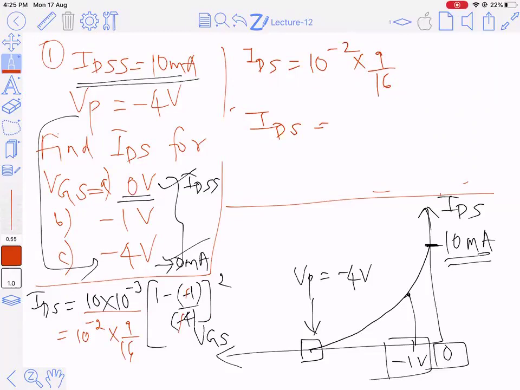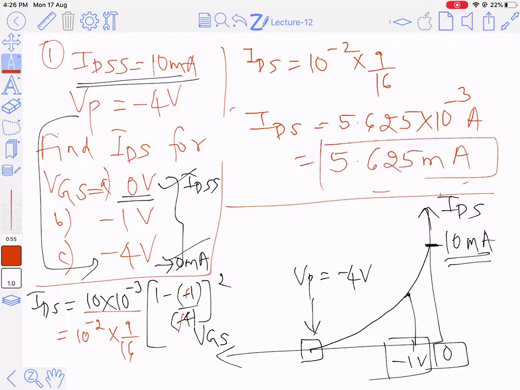Total is 5.625. I need the answer in milliampere. So 5.625 into 10 raised to minus 3 ampere. So amperes, I can write this as 5.625 milliampere.